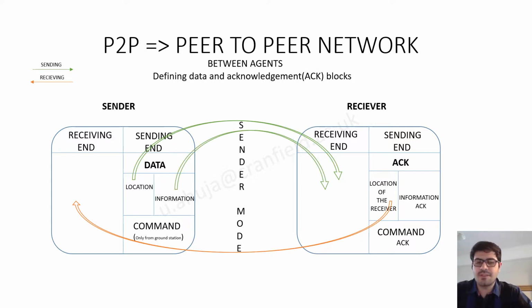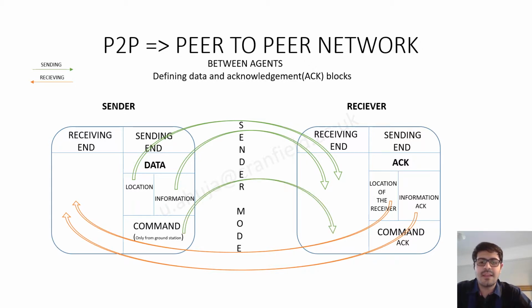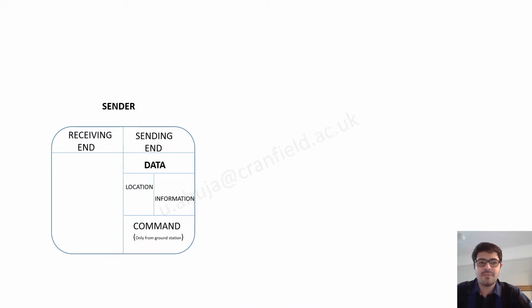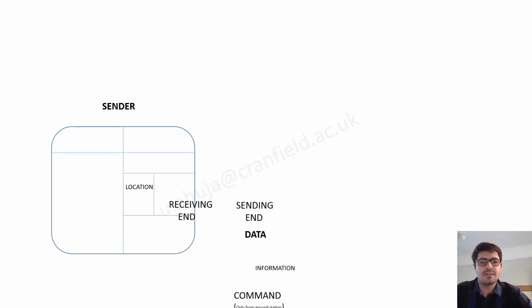So we send the information to the receiving end, and at the same time we receive the information acknowledgement at the receiving end of the sender. Then we have the command from the sending end, and the command acknowledgement from the receiving end of the receiver. For a while we need to drop the other things, and we want to discuss more about the location. What is the location here?